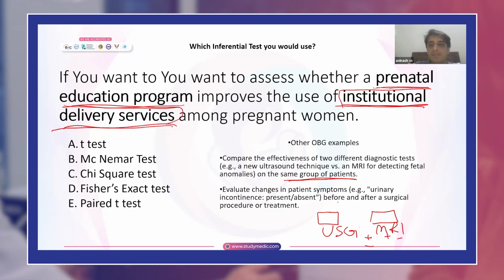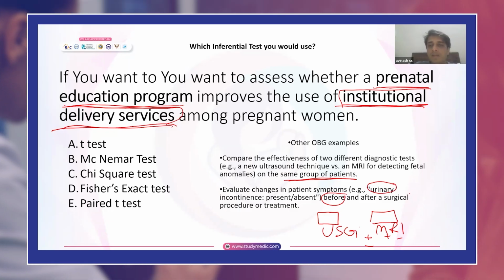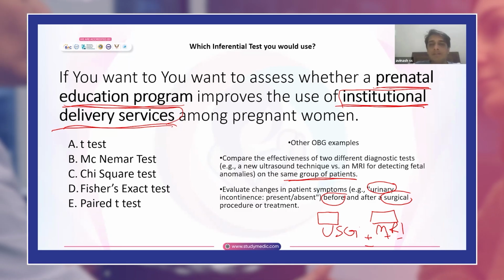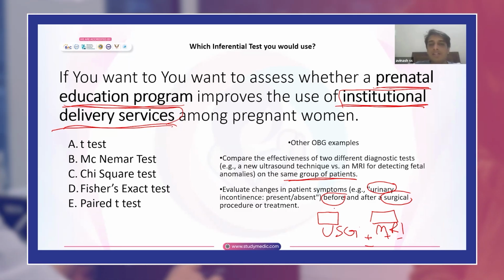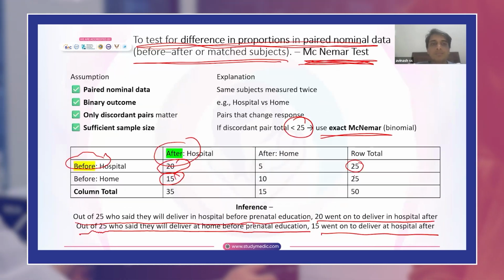Another example is to evaluate changes in patient symptoms, whether urinary incontinence increases or decreases. That means present or absent before and after a surgical procedure. Before the surgical procedure, urinary incontinence was present or absent, and after the surgical procedure, whether the urinary incontinence was present or absent in the same woman. So again, a categorical variable, whether it changes before and after. This is again the McNemar test. So these are the other examples.